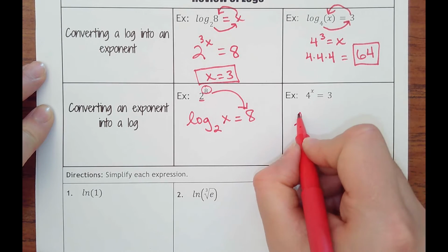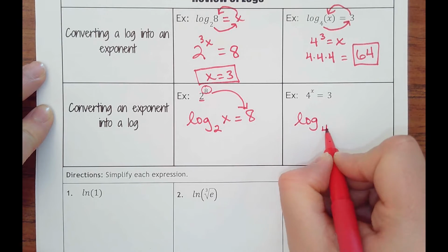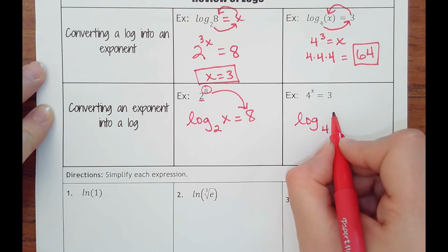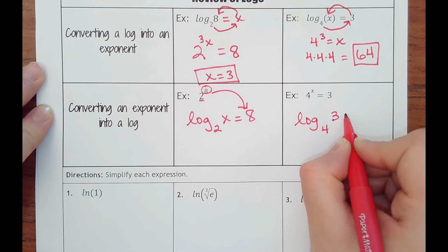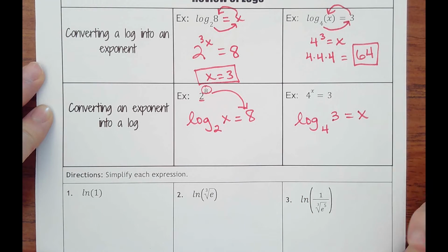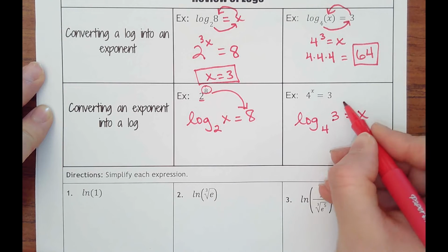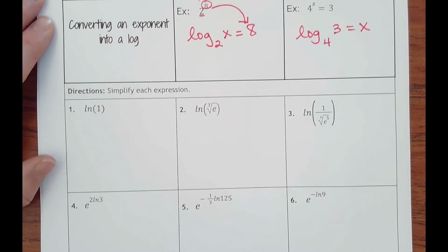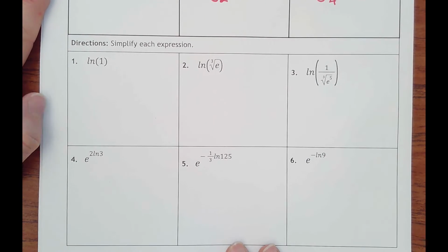This one would be log with a base of 4 of 3 is what power? So there it is again, 4 to the x power is 3. Okay, so that's just a little review, so hopefully that makes this easier.